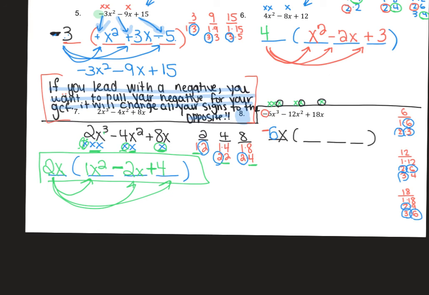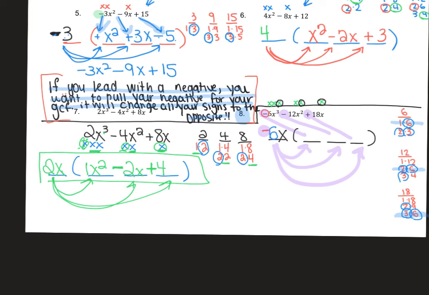So now I'm working backwards to try to get to my original problem. And I can use all this visual stuff to figure out what gets me there. Remembering that this negative is going to switch all my signs here. It's going to make them opposite here, here, and here.